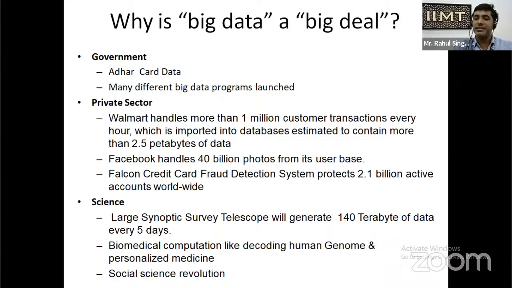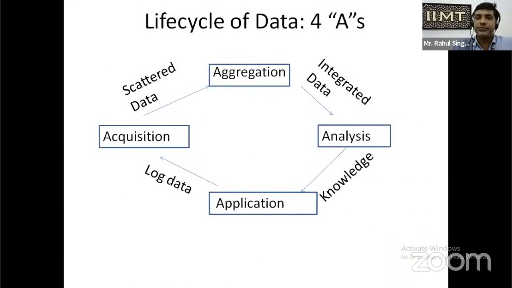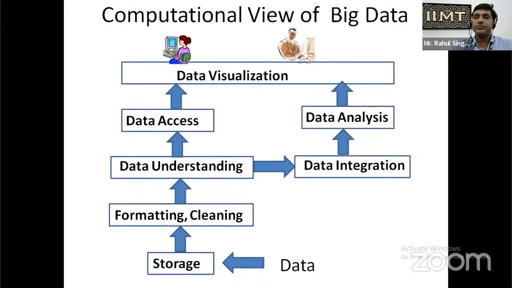Facebook handles 40 billion or more user photos from its user base. The Falcon credit card fraud detection system protects 2.1 billion active accounts worldwide. In science, a large sky survey telescope generates 140 terabytes of data every 5 days. Then biomedical computing like decoding the human genome and personalized medicine, and social science. The life cycle of data: acquisition, aggregation, analysis, and application. Data is got from applications, then aggregated and integrated, and then analyzed. That is the computational view of big data.